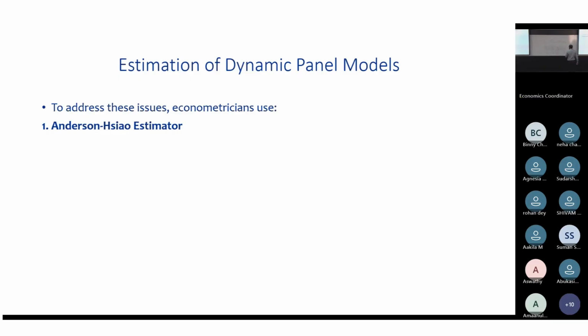Now, Anderson and Hsiao argue that one way to overcome this bias and inconsistency in the OLS or the fixed effects estimates in dynamic panel is to use instrumental variables. Instrumental variables are something that we use in OLS models. The basic intuition is that the X variables are, so if you are having a model like this, have you studied instrumental variables? Yes or no? Okay, it's a simple OLS model, right?